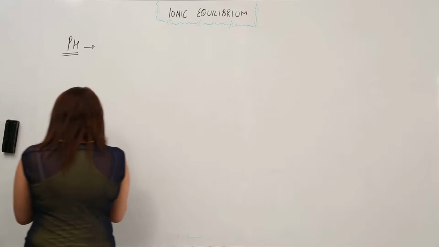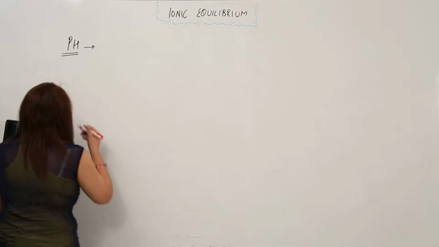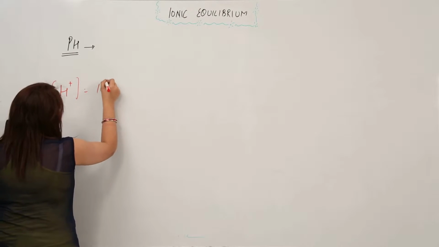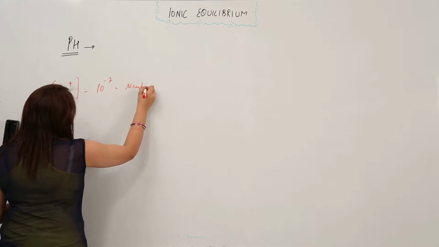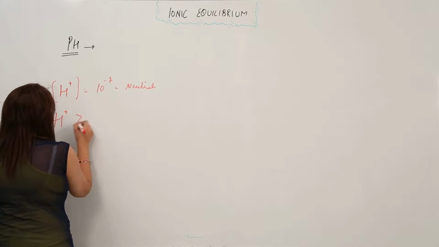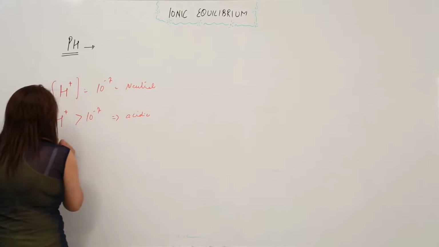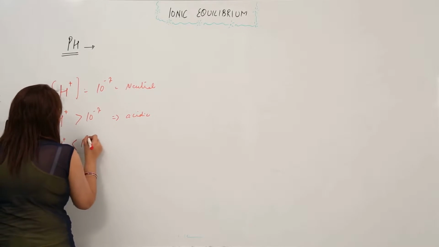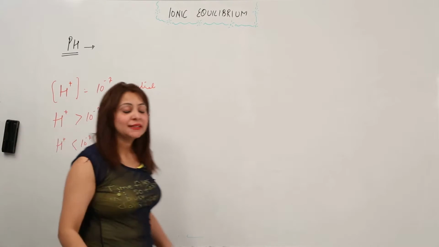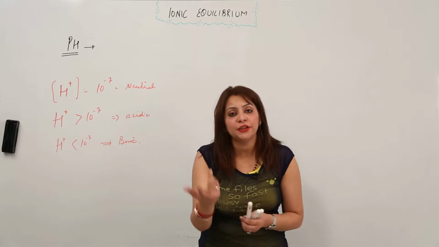I'm just going to write what I told you verbally. If the hydrogen ion concentration is equal to 10 raised to the power minus 7, then the solution is neutral, right? But if the hydrogen ion concentration is greater than that, the solution is going to be acidic, and if it is less than 10 raised to the power minus 7, it is going to be basic. So we have solutions with different concentrations of hydronium or hydrogen ions.